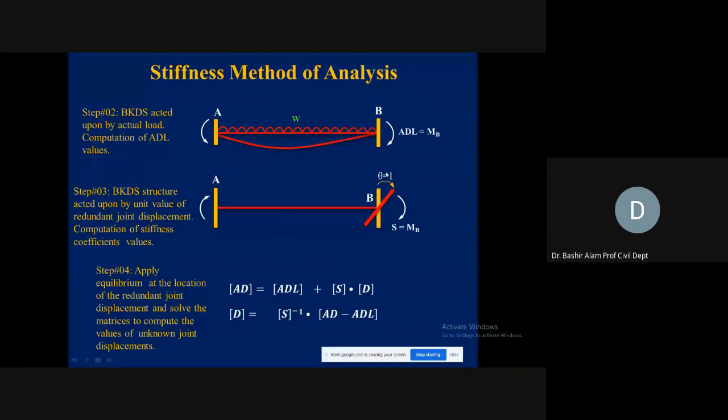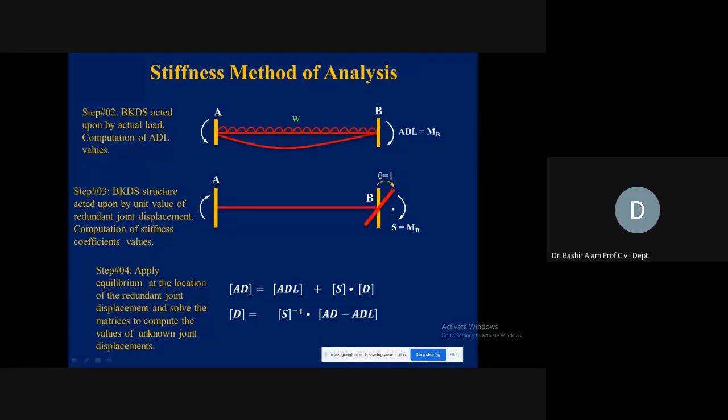We need to bring it to the same condition. How will we do it? Here we should apply a moment in such a way that the summation of this one and this one puts this system in equilibrium. So first, we apply a unit rotation and we generate the stiffness matrix. And then we multiply this by the actual MB just to cancel this effect. So what do we do?